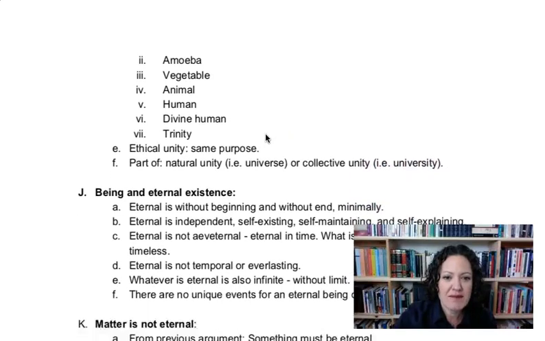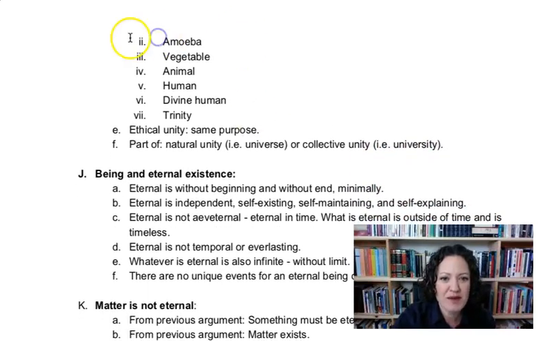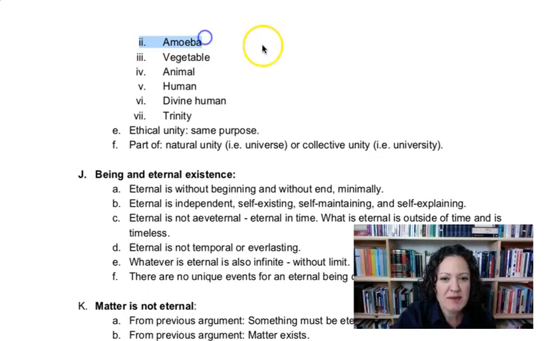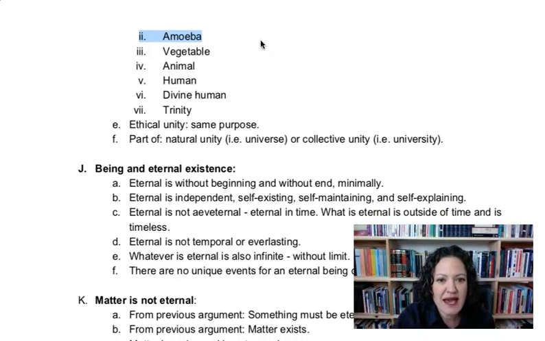Going up, you'll notice that we're kind of going up in complexity as well. Amoebas are beings that are alive, and they have atoms. So this is a little more complex. It's not just a clump of atoms. It's atoms that have life. And what is life?